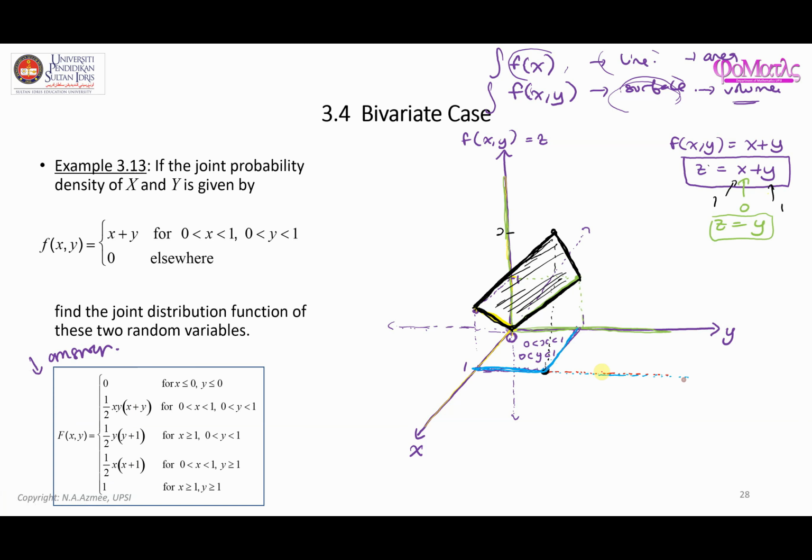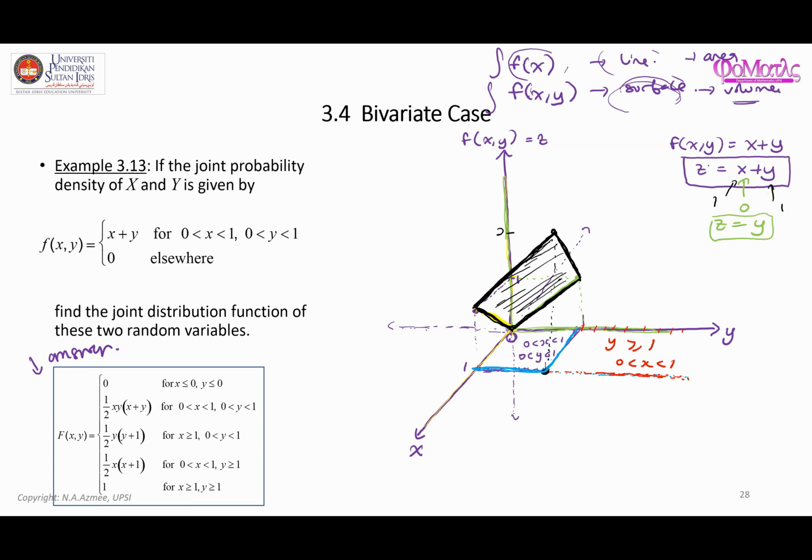This is a region where you can see that Y is greater than or equal to 1. This is the region where Y is already greater than or equal to 1. I hope you can see it. But then X is still between 0 and 1. So this is another region which will be quite interesting, and we must consider this region.